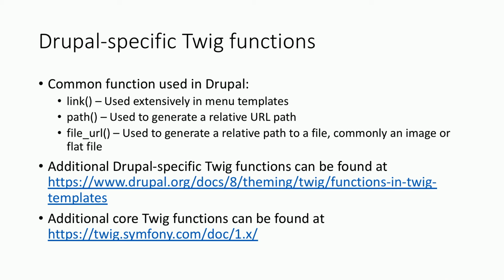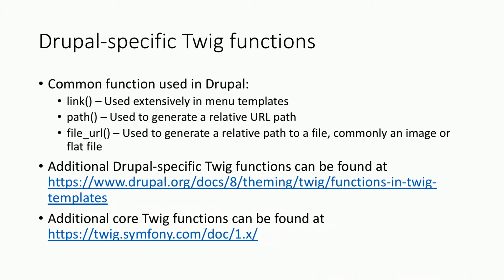Drupal-specific Twig functions. Twig is extensible in that you can make your own functions, and Drupal does that for us in a couple of different ways, and mainly they're dealing with links. In fact, the three most common that I've seen, link, path, and file URL, all essentially deal with links. And link is used extensively.